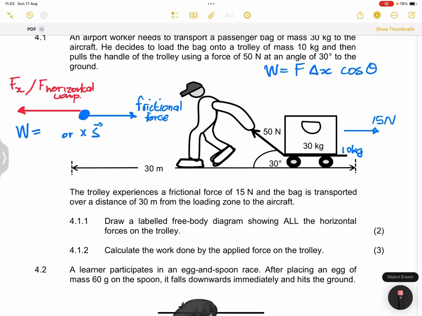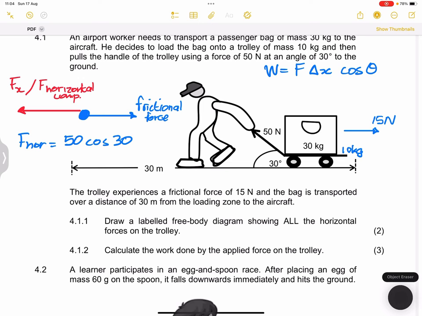So firstly, how do I find the horizontal component? Well, I know that my applied force is 50 newtons. It's acting at an angle of 30 degrees, and I'm looking for the adjacent side. So that means that the horizontal component will be 50 multiplied by the cos of 30. I'll leave it just like that.